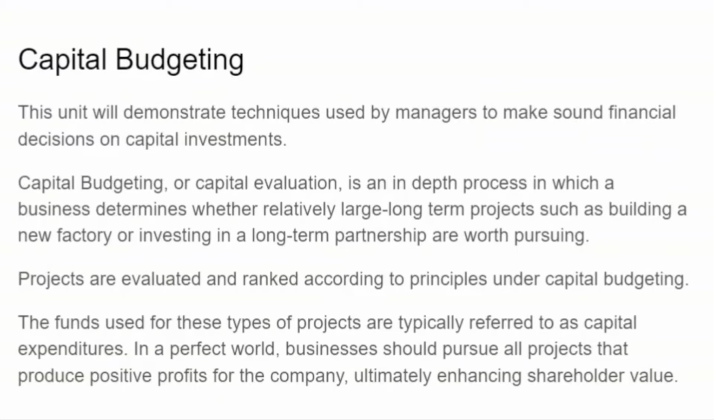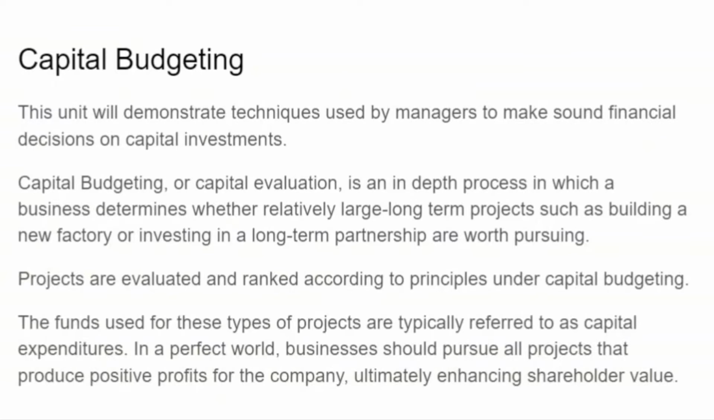So let's take a look at some of the verbiage I have on this slide. Capital budgeting. This unit will demonstrate a technique used by managers to make sound financial decisions on what we call capital investments. And the word capital, in business lingo, means a long-term investment, something that's going to last one year plus to generate money for us. Usually we think of assets as current assets or long-term assets. This is long-term assets. We're going to buy a long-term asset, that asset is going to generate money, and we need to think of that as a capital investment.